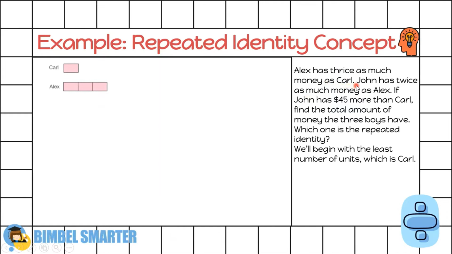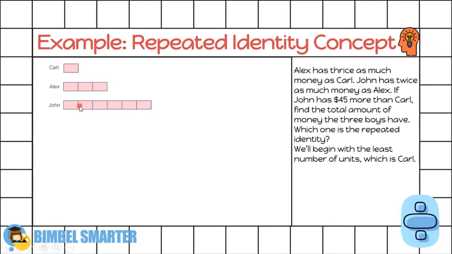And then, what about John? How many boxes do we have to draw to represent John's money? Yes, that's right. It is 6 boxes: 1, 2, 3, and then times 2, 1, 2, 3, 4, 5, 6. Okay, and then we use this information: John has $45 more than Carl. That's our next information.